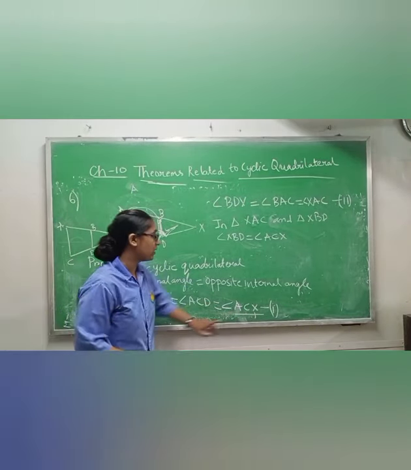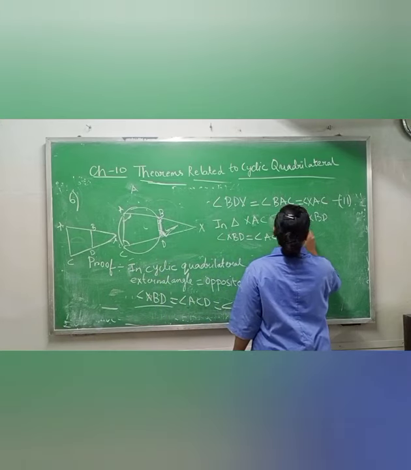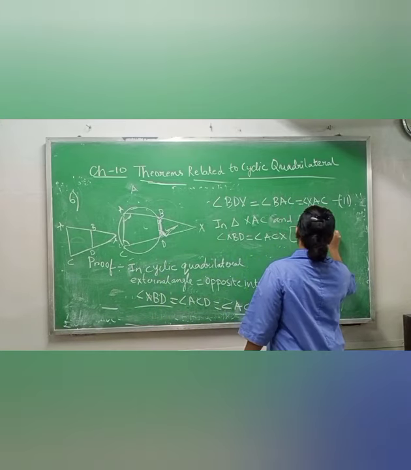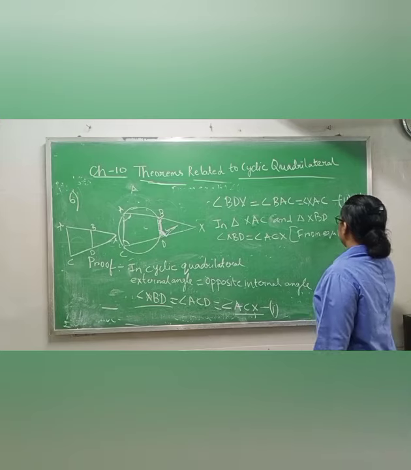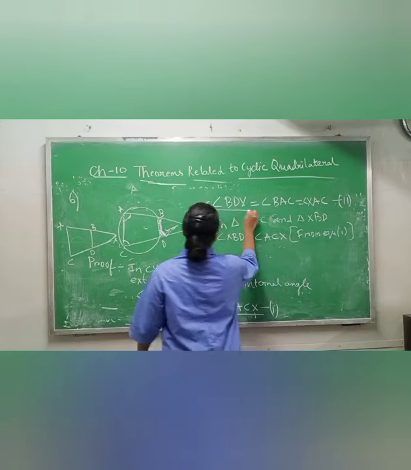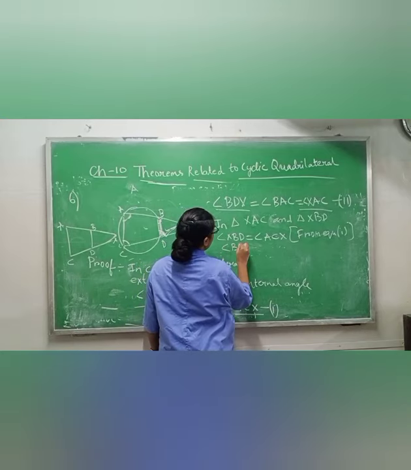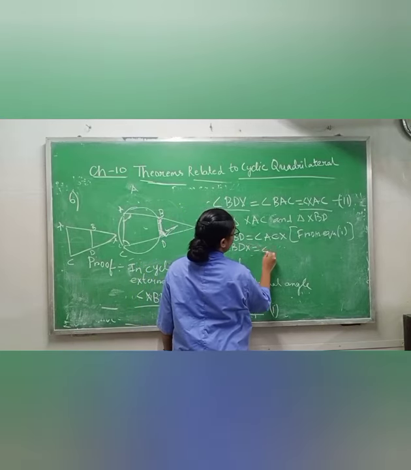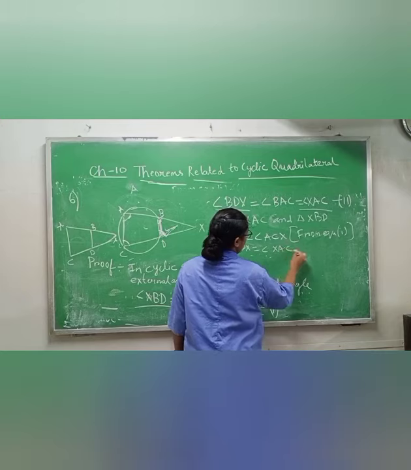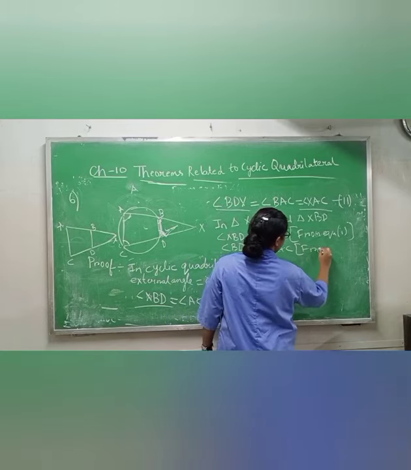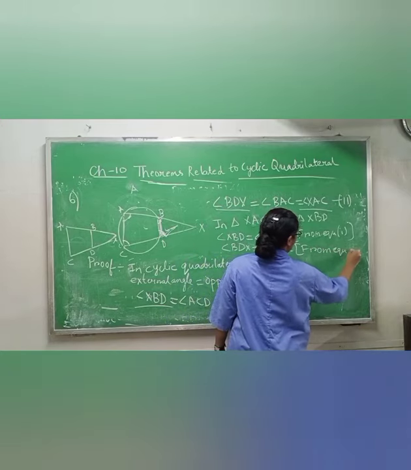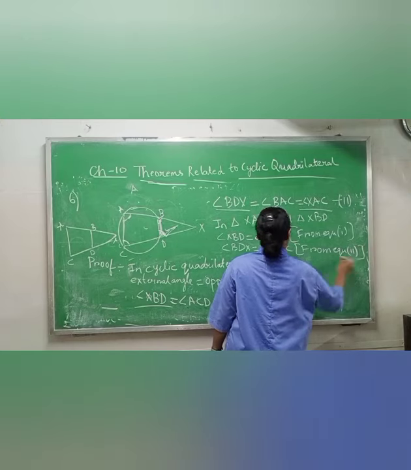See, ACX. And after that, what will we write? What is the reason? From equation 1. Same we will do. What will we write? BDX is equal to XAC. BDX is equal to angle XAC from equation 2. Okay. Now one more.